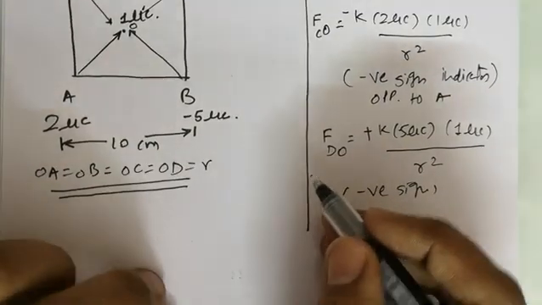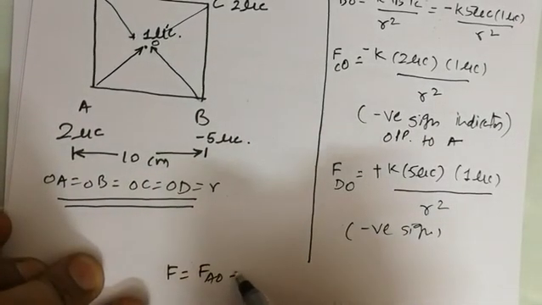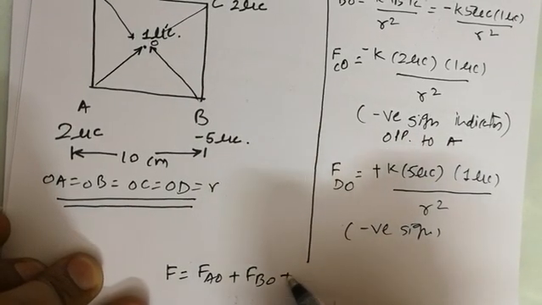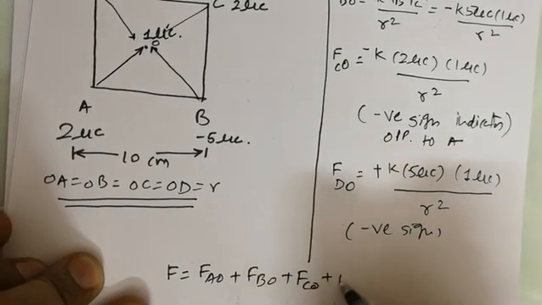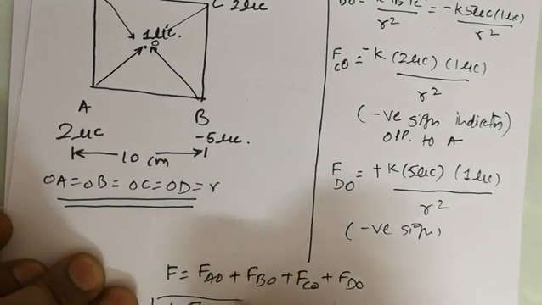Now I am adding them together. F equals F of AO, F of BO, F of CO, F of DO. So the net force will give us the answer 0.